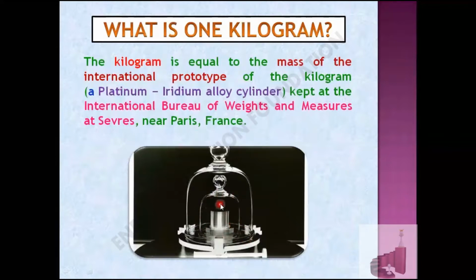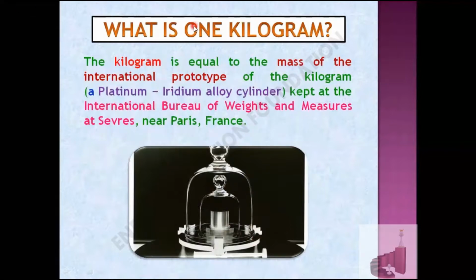Now, such a cylinder is found to be located at the International Bureau of Weights and Measures at Sèvres near Paris. The mass of this particular cylinder corresponds to 1 kilogram. So what is 1 kilogram? It is equal to the mass of the international prototype of the kilogram, that is a platinum iridium alloy cylinder, which is kept at the International Bureau of Weights and Measures at Sèvres near Paris, France.